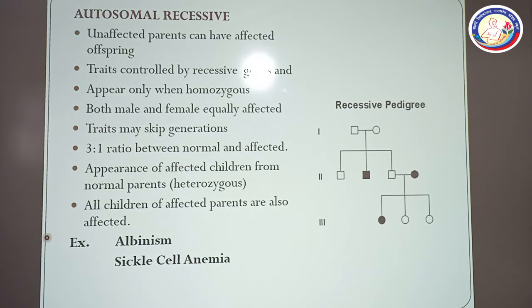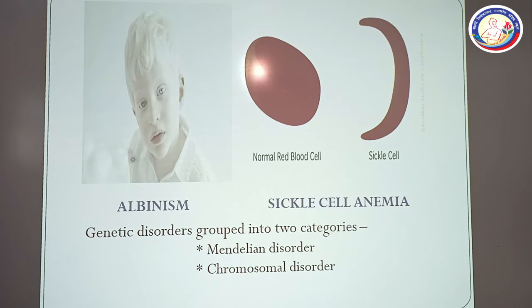For example, there are two examples here. The first is albinism and the second one is sickle cell anemia. You can see the figure here. This boy is showing albinism, where melanin pigment is disturbed. On the other hand, in sickle cell anemia, this is the normal RBC and this is the sickle celled RBC. If the RBC is converted into this type of structure, then the person will be a sickle cell anemic person. Genetic disorders are grouped into two categories.